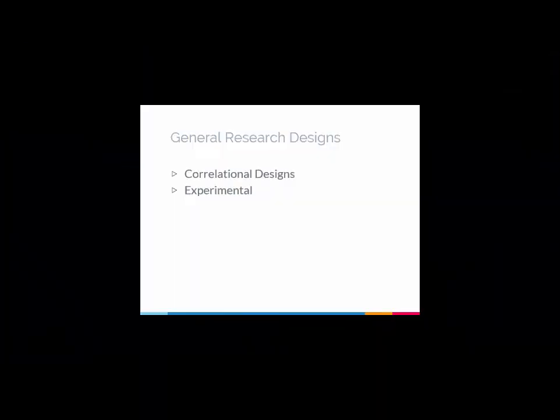Now that we've talked about different developmental theories, we can talk about general research designs. Specifically, we'll talk about correlational designs and experimental designs. Let's start with correlational.